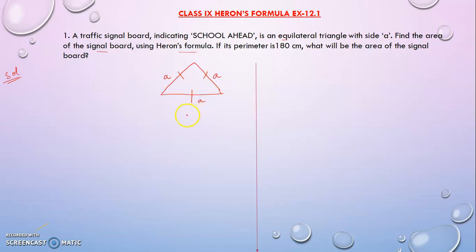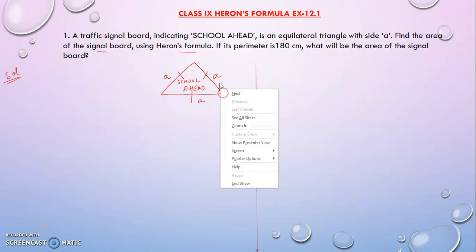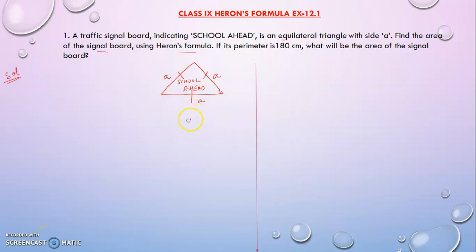Are you following, students? And this is a traffic signal board indicating school ahead. Nothing is to be done with this, this is just for an explanation I'm telling. So an equilateral triangle with sides A. Now it is saying you have to find the area of the signal board using Heron's formula.